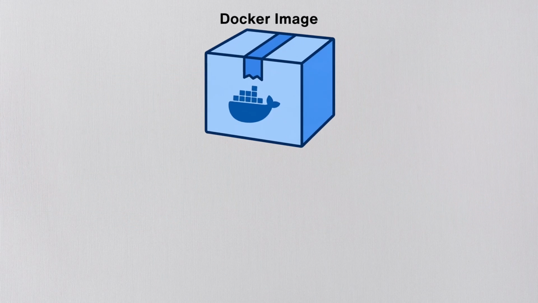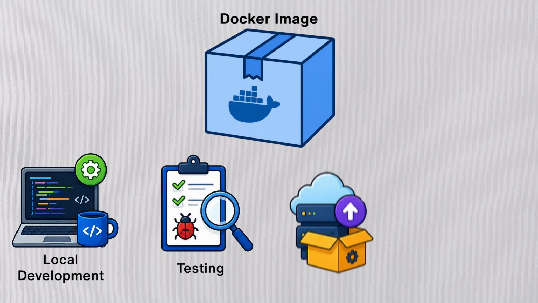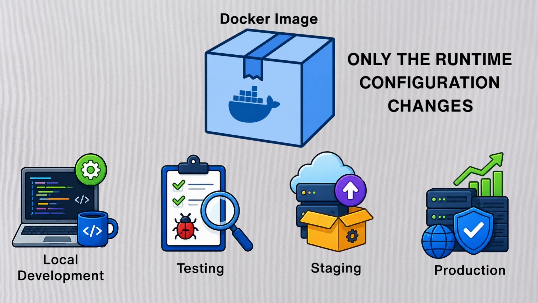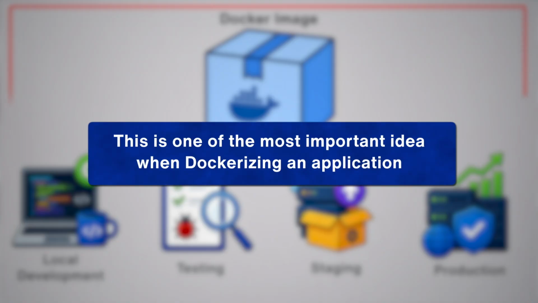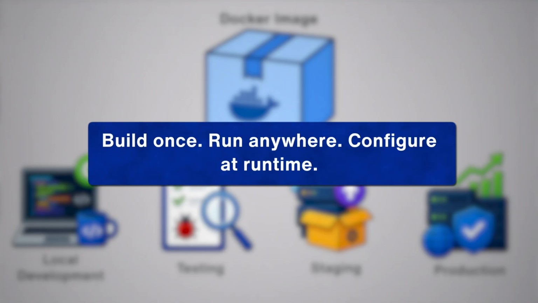The same image can be run in local development, testing, staging, and production. Only the runtime configuration changes. This is one of the most important ideas when Dockerizing applications. Build once, run anywhere, configure at runtime.